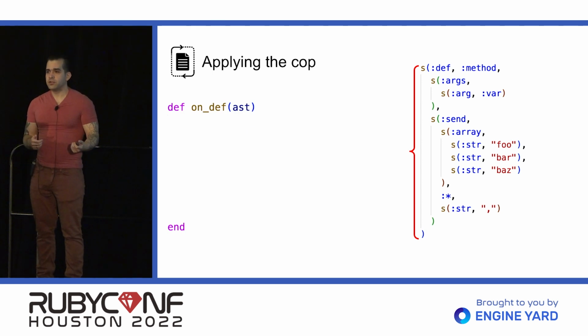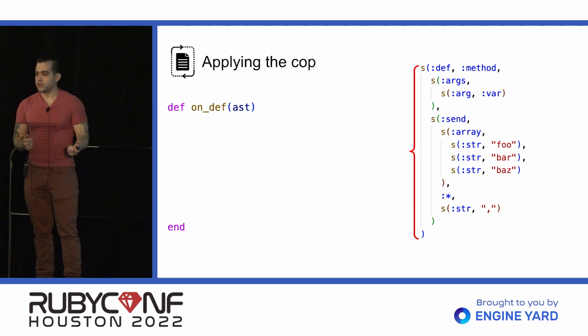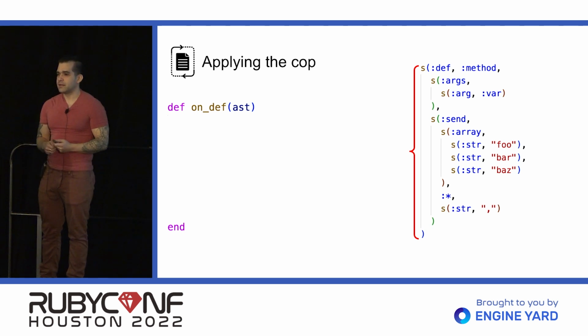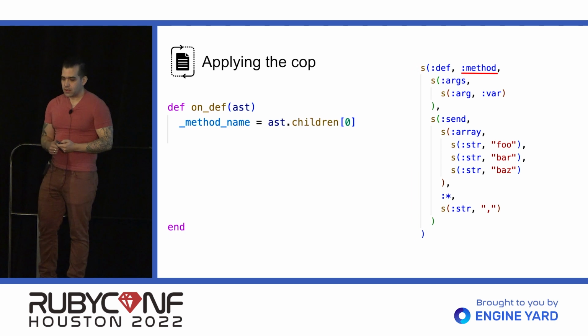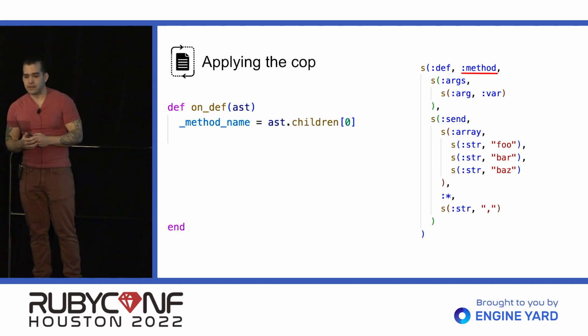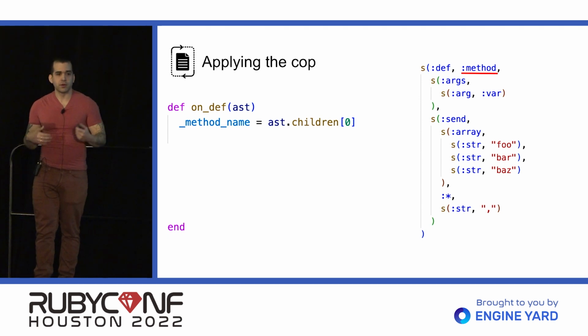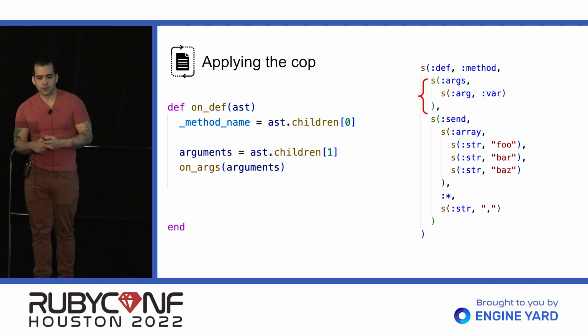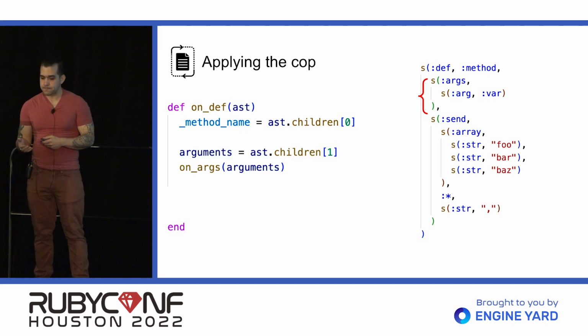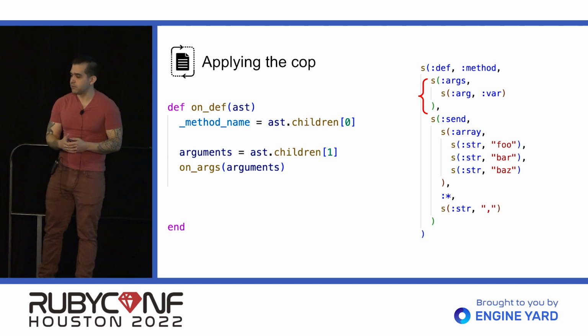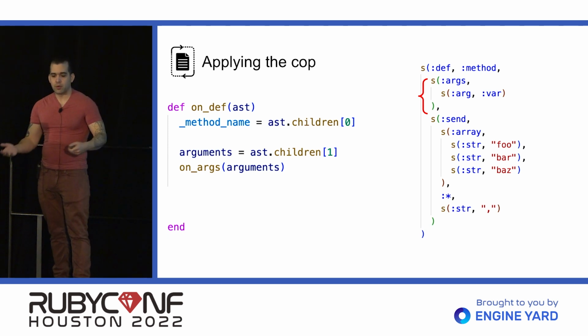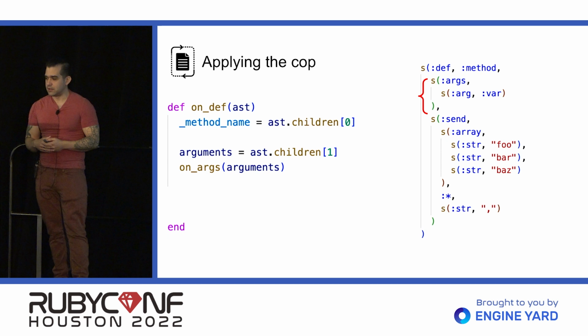Well, in order to understand this method, we need to know what the def node in the abstract syntax tree looks like. It has many children. Its first child is the name of the method that's being defined. This is a symbol, so we don't need to do anything further here. The second child of the def node is the arguments that are passed in. So to deal with this convention, we'll create an onArgs method. We'll hand it the arguments that will continue to recursively visit these nodes.